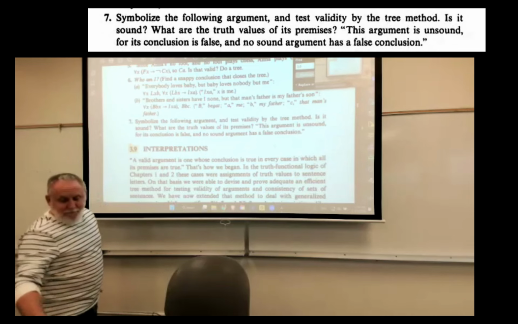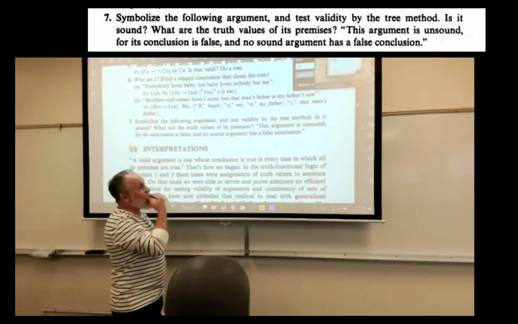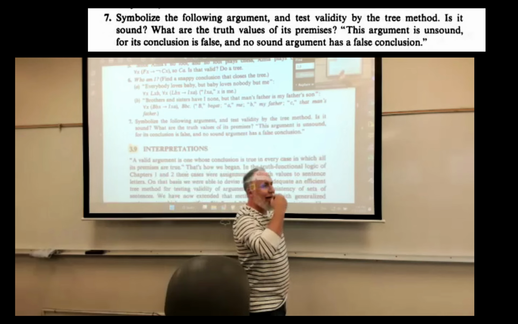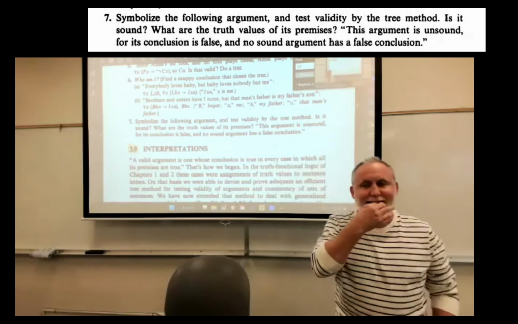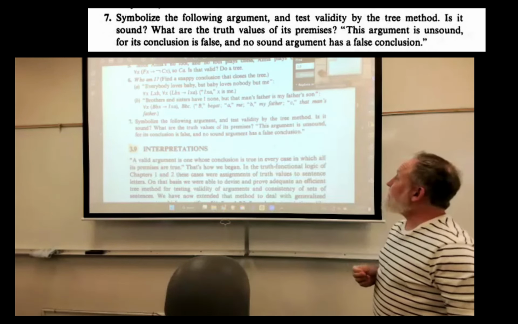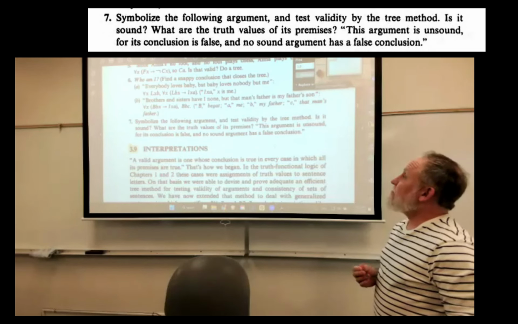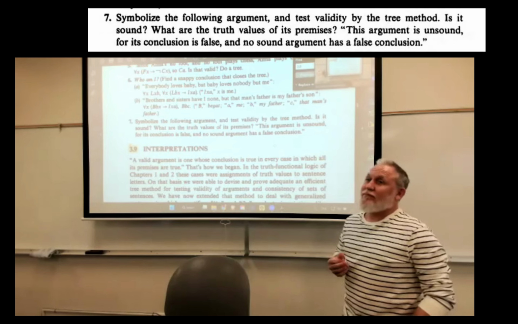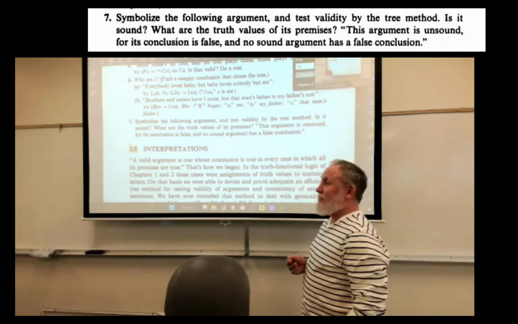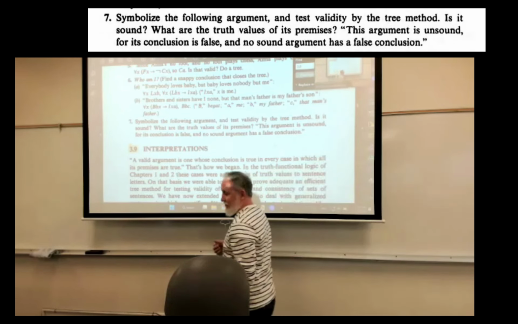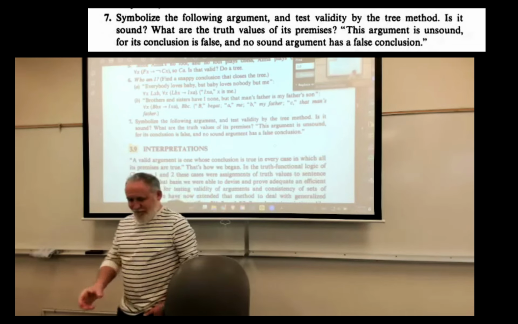Because it's an easy problem if it's invalid. I don't have to go any further to say it's unsound. I say it's invalid, it's unsound. Done. So what makes it hard is that it is a valid, formally valid argument. And I can show that through the tree or through the table. And so now you're stuck with, okay, is it sound?